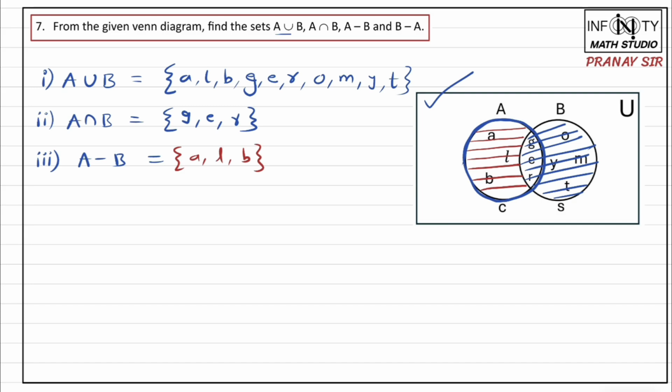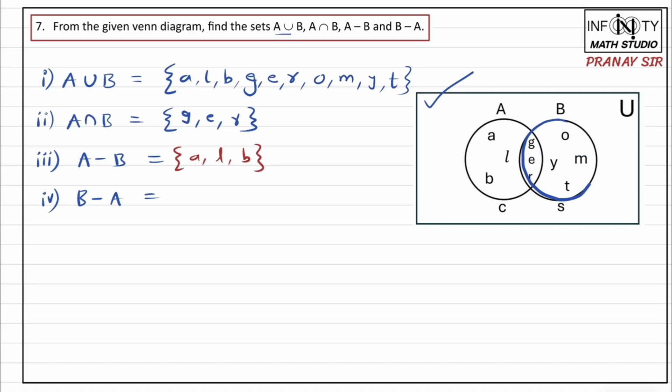Next, final one, fourth one, B minus A. Here we need to subtract A from B. Now see, this is the B part. From here we will subtract A. This total we will subtract. The left out part is, it is very clear from the diagram, O, M, Y, T. Alright, that's all. So this is the solution for the 7th question. This much if you write, you will definitely get 4 marks.